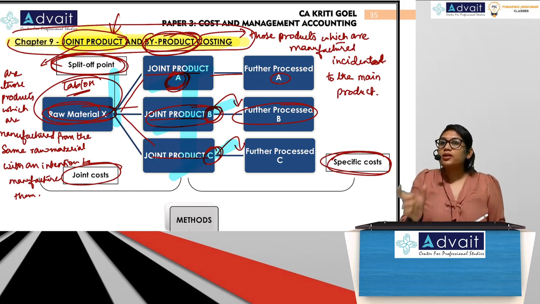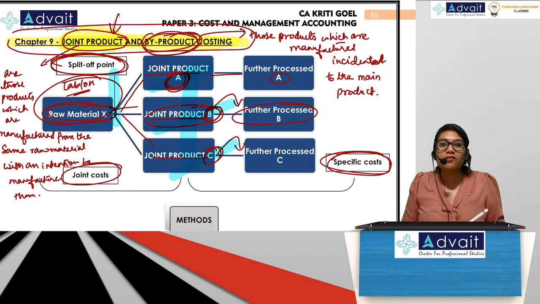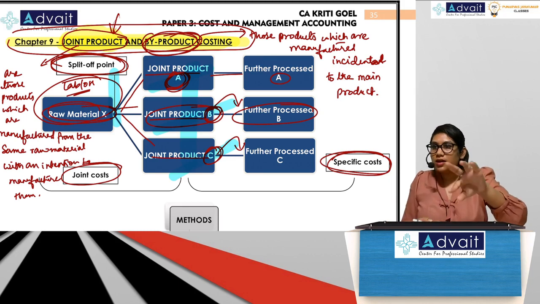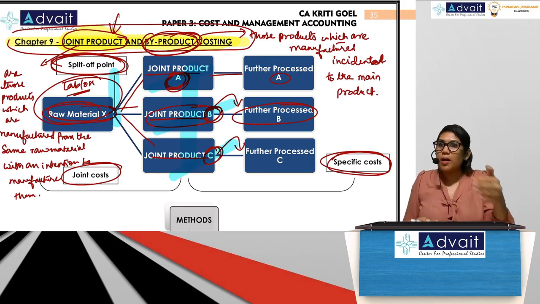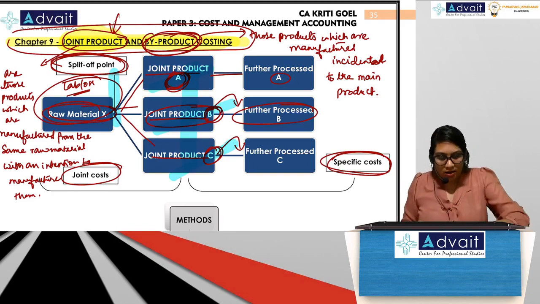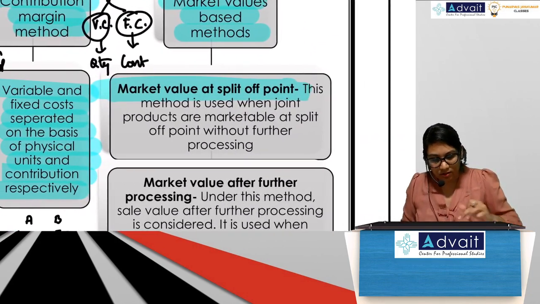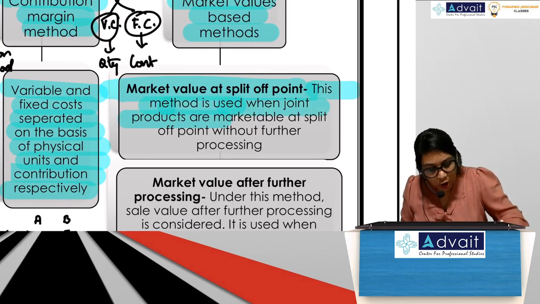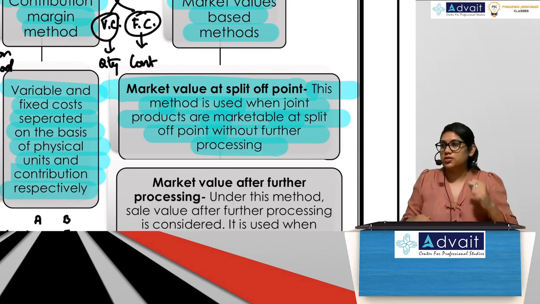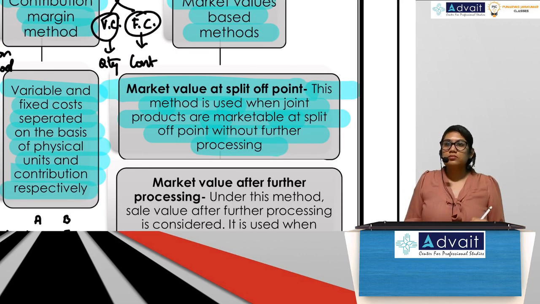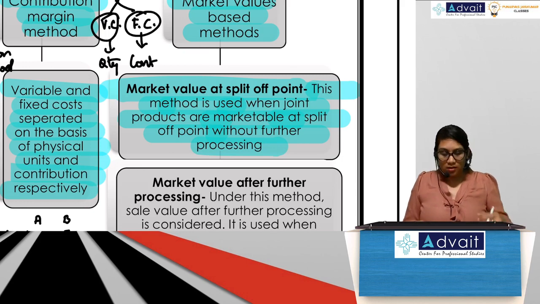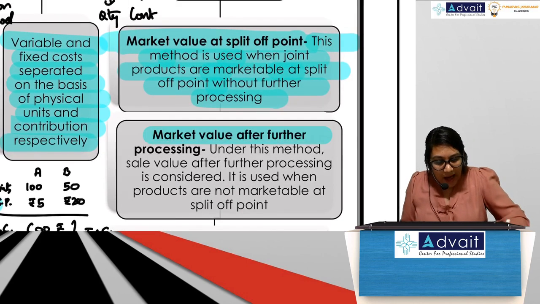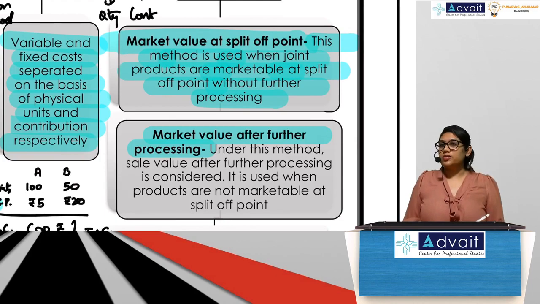So you will calculate the market value. How will you calculate market value? Number of units into selling price per unit. You will get the market value. Then joint cost can be split in that ratio. That is the meaning of this method, market value at split off point. This method is used when joint products are marketable at split off point without further processing. Is it okay? Easy.